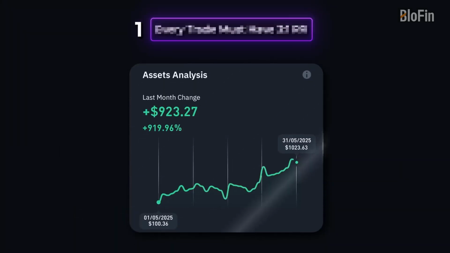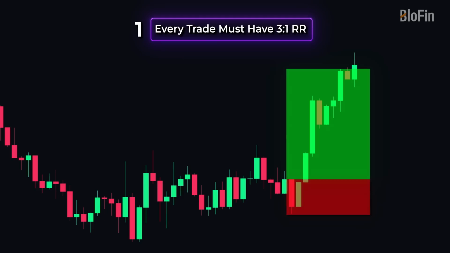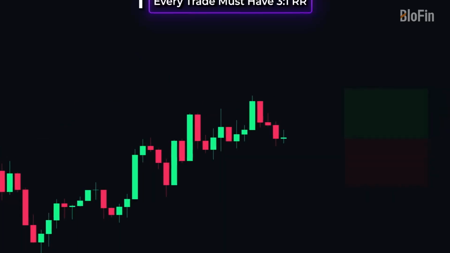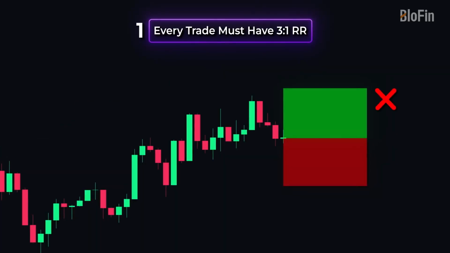Now, when I was growing this small account, I couldn't afford to take average trades. Each trade I took needs to have a high profit potential. This brings us to the first rule, which is every trade you take must have at least a 1 to 3 risk to reward. What that means is, if you're analyzing a trade, the profit potential must be at least 3 times the risk. So for example, if I'm risking $20 on a trade, then the profit potential should be at least $60. Now, here's an example of a trade I'm not willing to take.